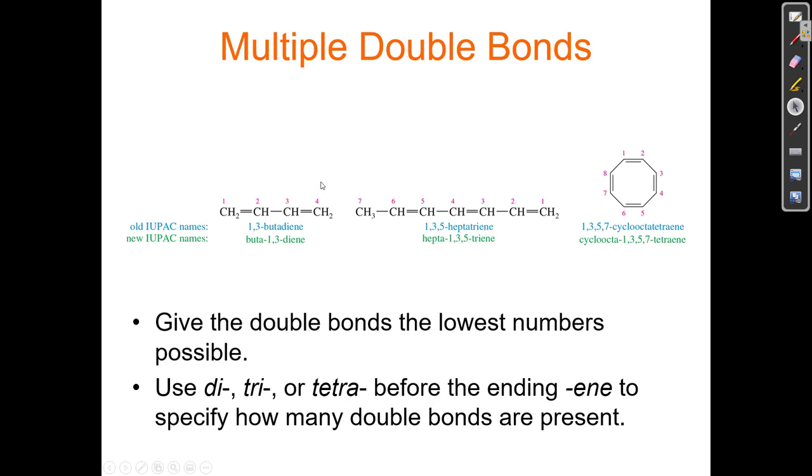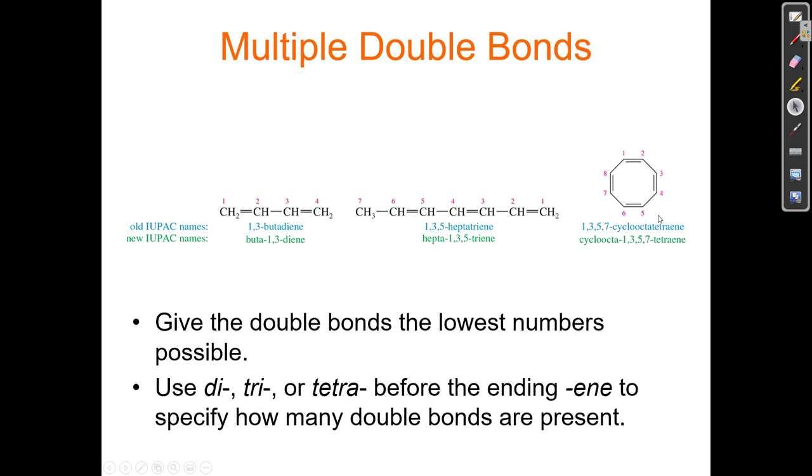When there's one double bond, it's an ene. When there's two double bonds, it's a diene. When there's three double bonds, it's a triene, and then a tetraene. This tetraene, octa, oh yeah, it looked like it wasn't spelled right. I was just not looking at it right. Tetraene, so four double bonds.